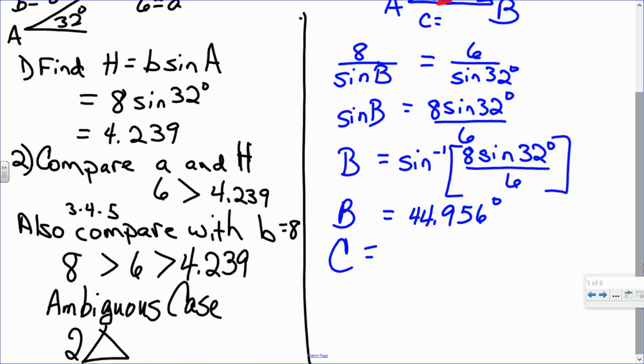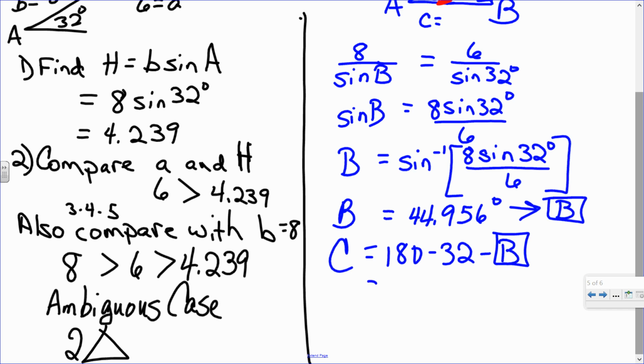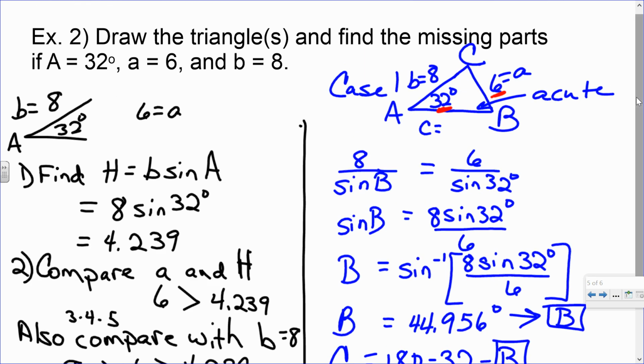Then it is pretty easy to figure out angle C with triangle sum. So C will be 180 minus 32 minus the stored value of B, giving us that C needs to be 103.044 degrees, and we want to store that as C. And let's take a look at our picture here. Yes, that makes sense. If we had to swing the 6 out to the right, we would be getting an obtuse angle.